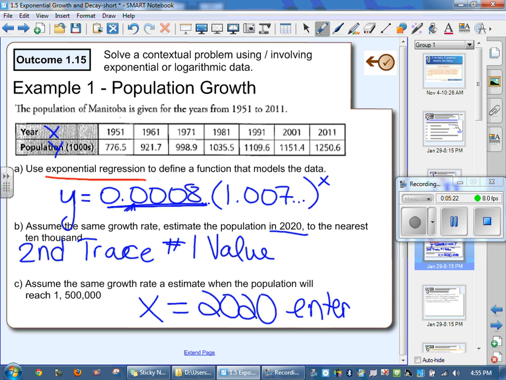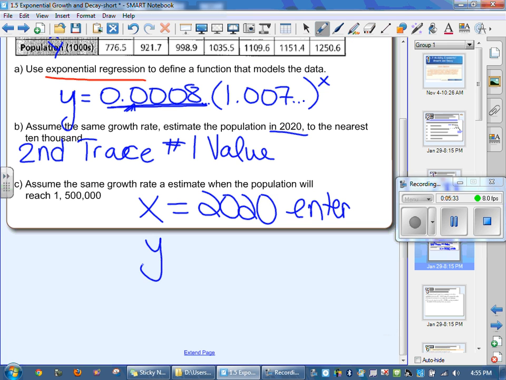What is the graph at 2020? It will give you the y value. So now when you type that in, the y value it's going to give you is 1350. That's all we got. But we have to remember that all of those numbers in that bottom row there for the population, those are per 1,000. So we have to times each one of those numbers by 1,000. So the number we actually got, we need to times by 1,000 to find the actual population.